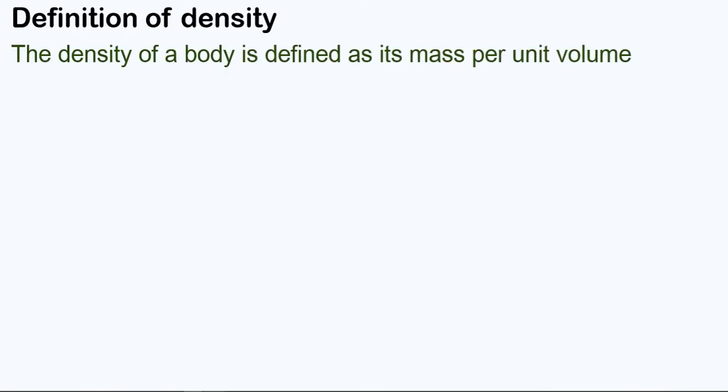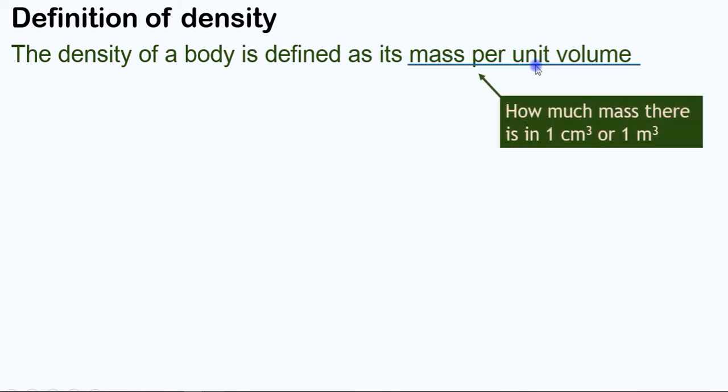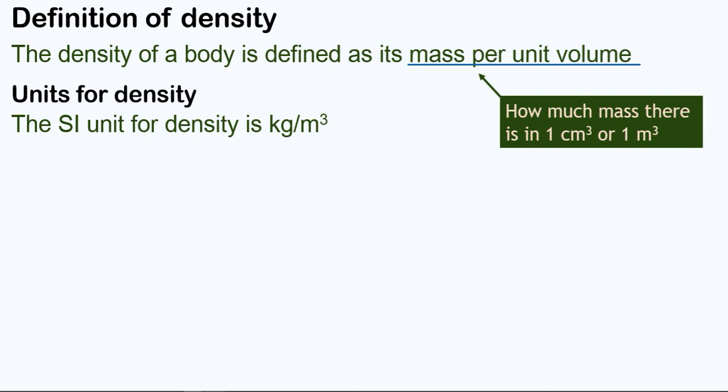The density of a body is defined as its mass per unit volume. The term mass per unit volume means how much mass there is in a volume of 1 centimeter cube or 1 meter cube of the body. The SI unit for density is kilogram per meter cube, and another common unit for density is grams per centimeter cube. So let us look at an example of density.